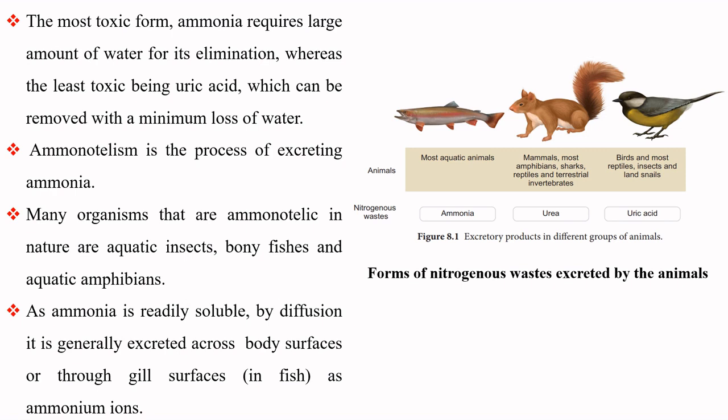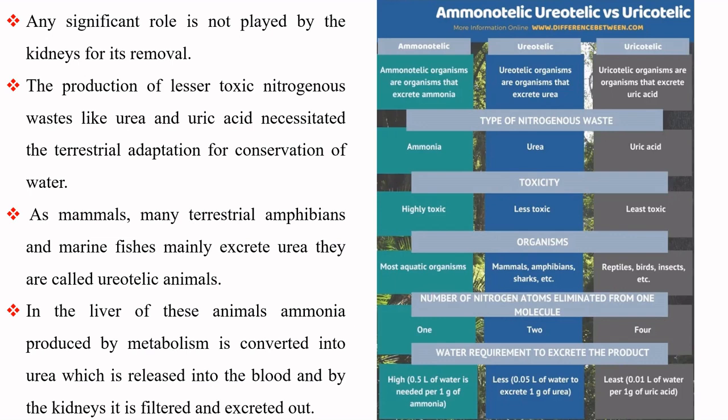Many organisms that are ammonotelic in nature are aquatic insects, bony fishes, and aquatic amphibians. As ammonia is readily soluble, by diffusion it is generally excreted across body surfaces or through gill surfaces as ammonium ions. Kidneys do not play any significant role in its removal.